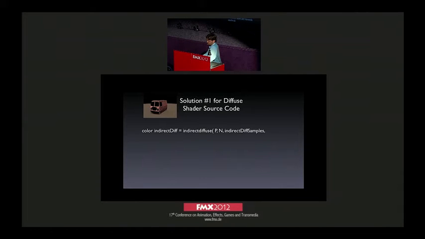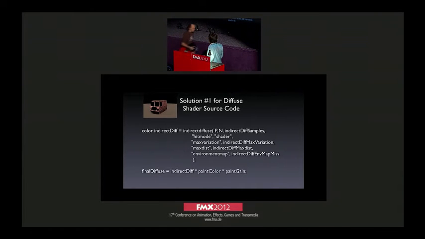So again, our first solution was just doing an indirect diffuse. That's the shader source code. And then that's our final rendering equation. So we just have an indirect diffuse that samples everything, and we multiply it by the color.